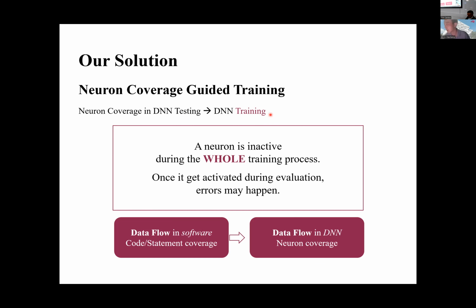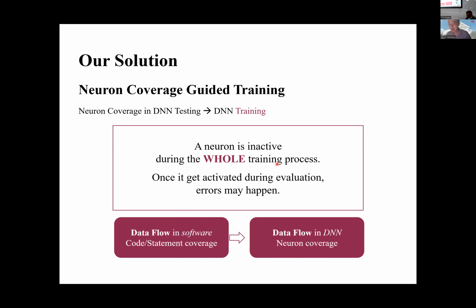So we want to redefine the activation of the neuron. Here is our definition: a neuron is inactive during the whole training process, but once it gets activated during the evaluation, errors may happen. That's the original idea of neuron coverage. For the problem of domain generalization, we can also imagine it like this: during the training stage, there might be some neurons which have never been activated by a single input, but during the testing, once we have out-of-distribution data, we can activate those neurons, and then errors happen. This is similar to the bugs in software engineering.